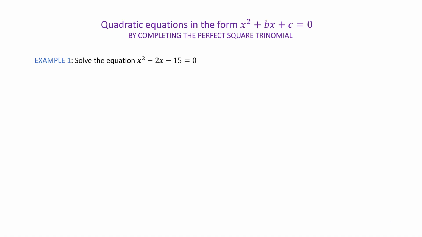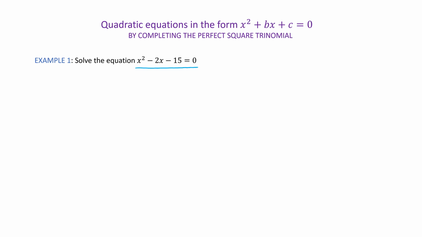In this video, we will see how to solve a quadratic equation by completing the perfect square trinomial. The form of the quadratic equation that we will be solving is a squared trinomial where we have a leading coefficient of 1, our second term is a linear term, and our third term is a constant number. We see that the equation that we have in our first example is in that form.